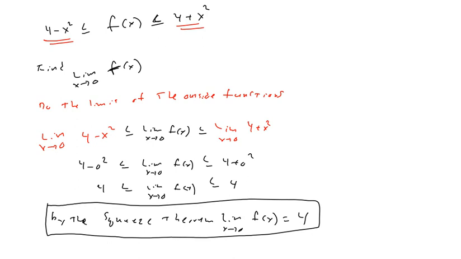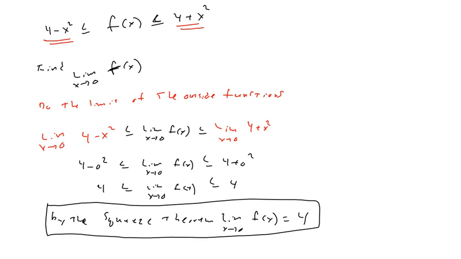So think of it like a sandwich. You've got a top function, you've got a bottom function. You find the limits of those functions. If the top piece of bread is equal to the bottom piece of bread, you made a sandwich, and so you know what the middle is. The middle has to be the same.